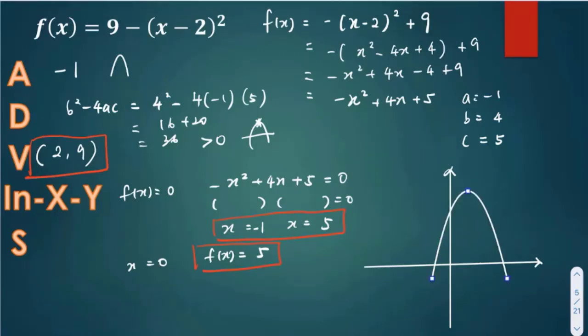Okay, after you have done that, only then you label. Label here: you have to put this is negative 1, this is 5, and you have to label this one is 2, 9. So fx and x. That's it. So complete. Oh, one more here.